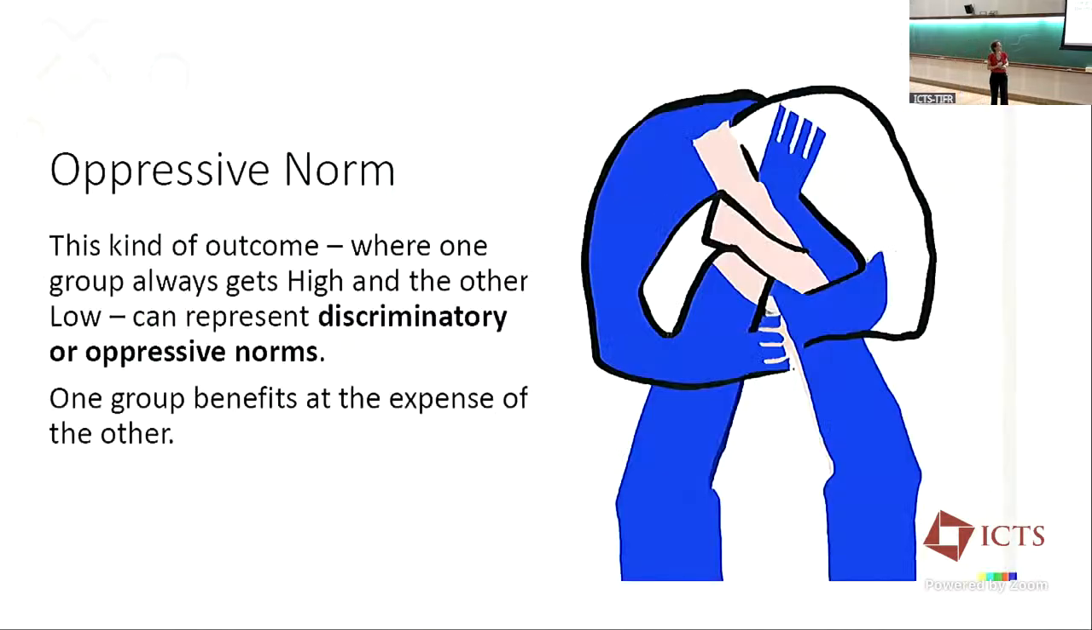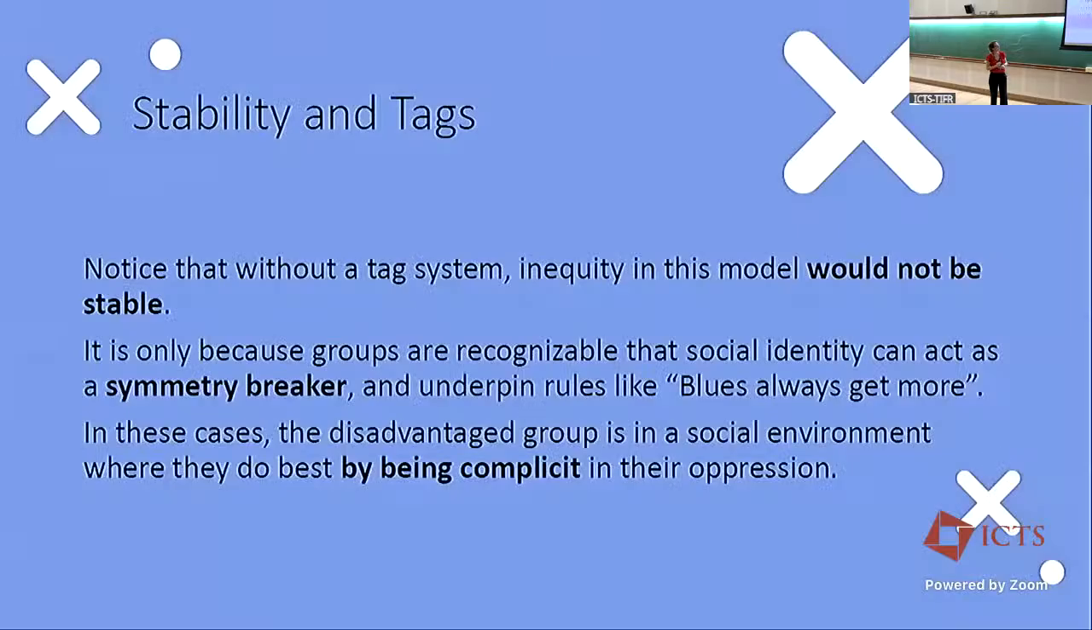All right. So that can represent discriminatory norms. I will drive home, and this should have been clear from previous stuff too, that without a tag system, inequity won't be stable. These social identity markers are acting as the symmetry breaker that allows rules like blues get more. And this sets up a situation where once you get to one of these stable equilibria, if you're in the disadvantaged group, the best you can do for your payoffs is to be complicit in that discrimination. The best payoff you can get is to just go along with always demanding low and having them always take more from you.